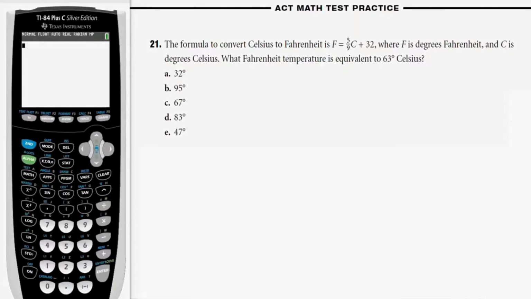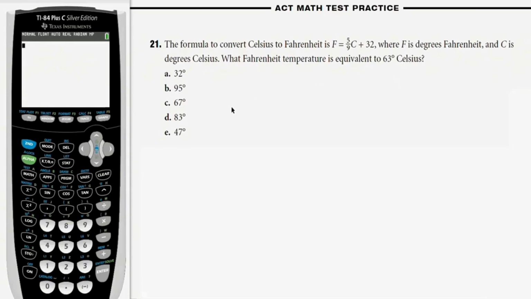In this video, we're going to learn how to solve this ACT math question easy and fast using the TI-84 plus scientific calculator. Alright, so the question says the formula to convert Celsius to Fahrenheit is F equals 5/9 C plus 32, where F is degrees Fahrenheit and C is degrees Celsius. What Fahrenheit temperature is equivalent to 63 degrees Celsius?